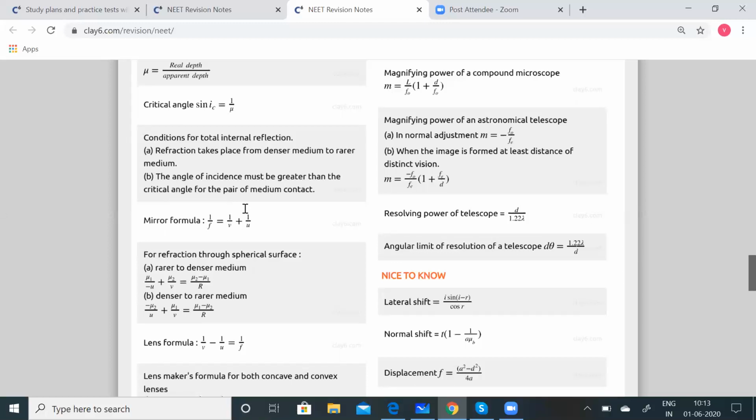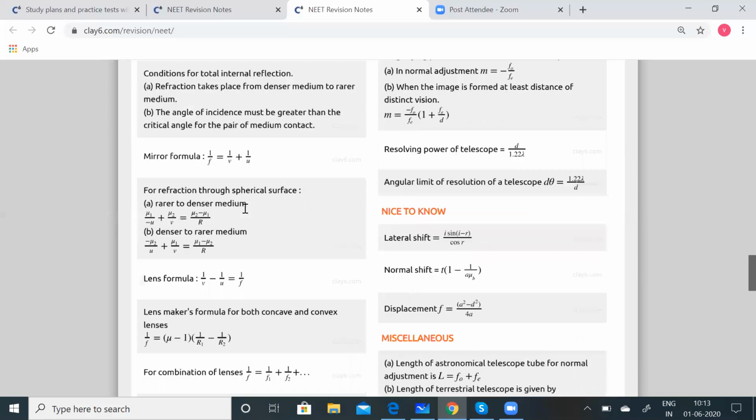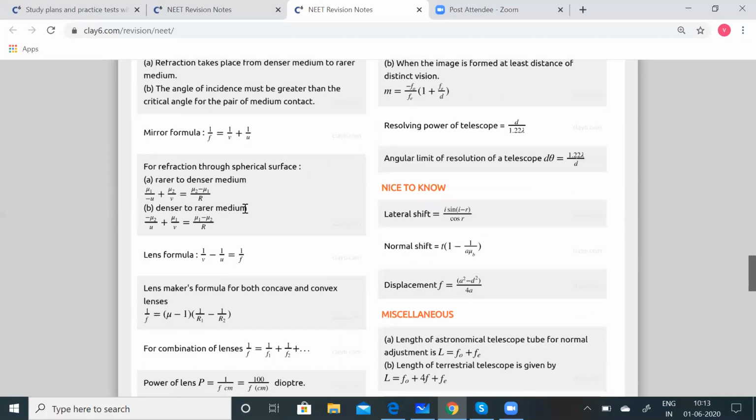So the lens which is near the eye is called the eyepiece, and the lens which is near the object is called the objective. The focal length of the objective lens is FO and the focal length of the eyepiece lens is FE. The resolving power of a telescope is equal to D by 1.22 lambda. Angular limit of resolution for a telescope, d theta, is equal to 1.22 lambda by D.